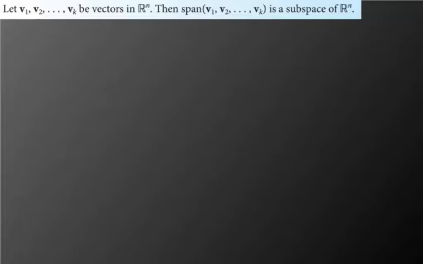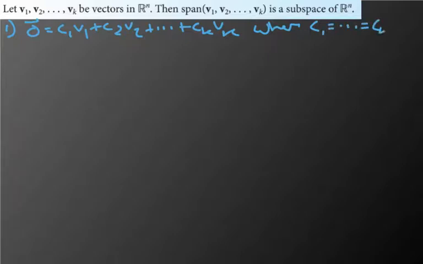So I'm just going to go through and check all these different conditions. The first one we're going to check is that the 0 vector is in there. So 0 equals C1 V1 plus C2 V2 plus and so on up to CK VK, where C1 through CK are all just 0, and that would do it. So you can just set all those different C's equal to 0, and you'll get the 0 vector. So that's good. That's the first condition.